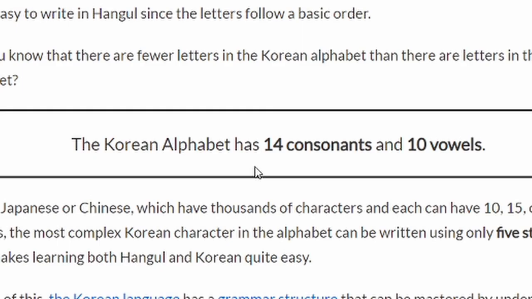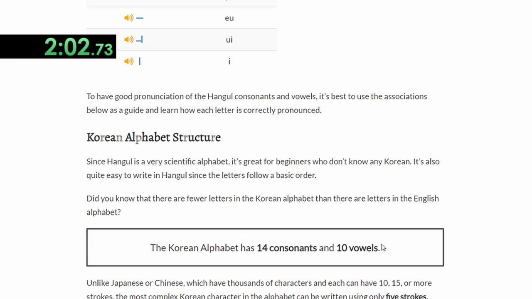Wait, what? The Korean alphabet has 14 consonants and 10 vowels. That is very obviously different to whatever was just up there. Okay, 14 consonants and 10 vowels.